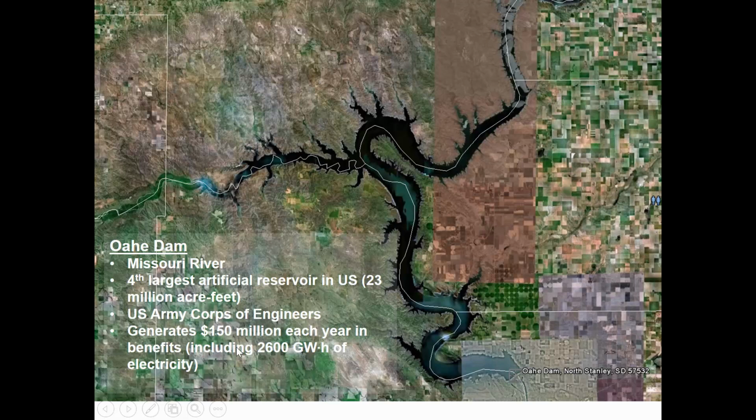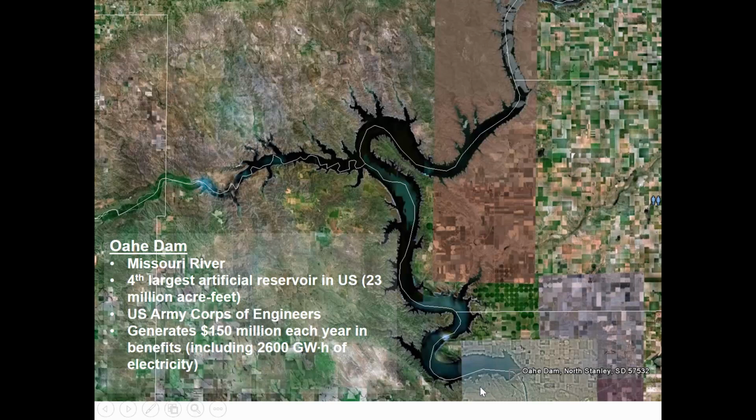A secondary benefit of this dam and reservoir system is that it generates quite a lot of electricity. The value of that electricity is about $150 million a year. Oh, I'm sorry. No, that $150 million a year includes the electricity benefits and also the flood control benefits. So those are the combined benefits, of which some of it is the electricity that's being generated.